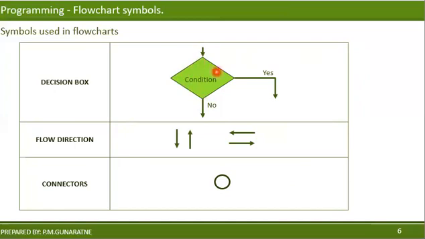So a condition means once it is evaluated, it should give either yes or no. Only these two are the options. There is no third option. Only two options, yes or no. So that kind of thing should be inserted as a condition, a yes/no type question. Okay, so this is called a decision box, a rectangular thing.